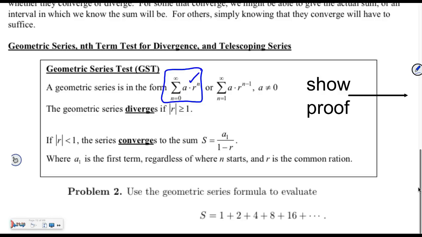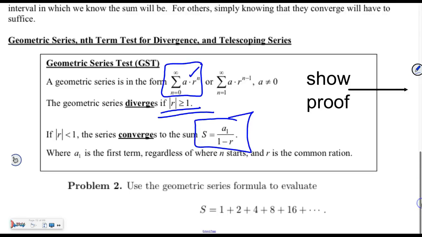What do the rules for geometric say? If that common ratio is greater than or equal to 1, you get to conclude divergence. If it's less than 1, you're going to conclude what? Convergent. And this is the only one, except for telescoping, which AP won't test you on, but I will, that you can tell to what it converges. There's a formula for it. What does it mean and where does it come from? So that's next, because I have time to show you this stuff.